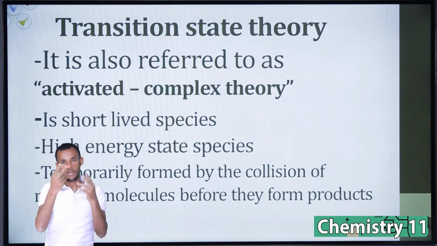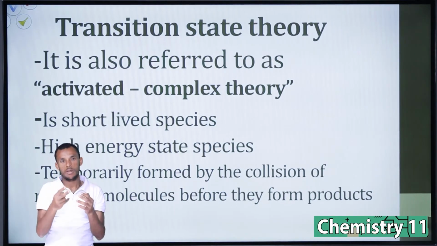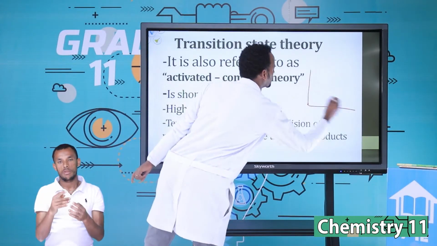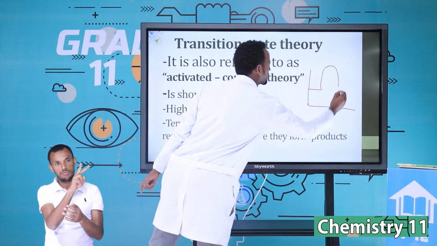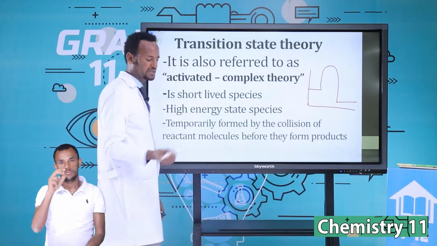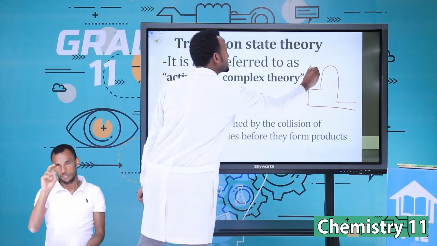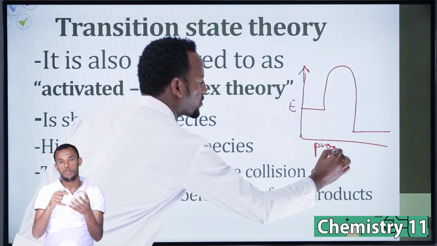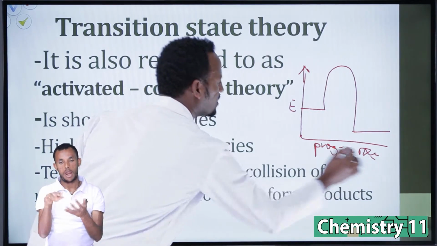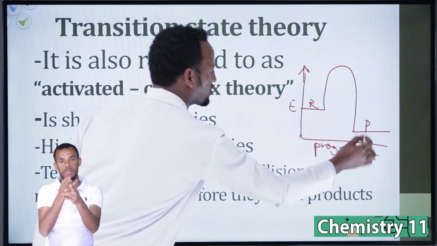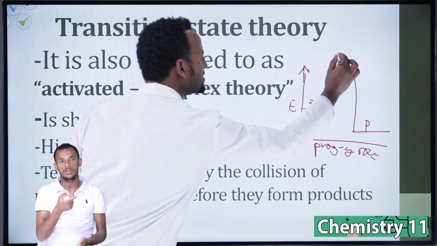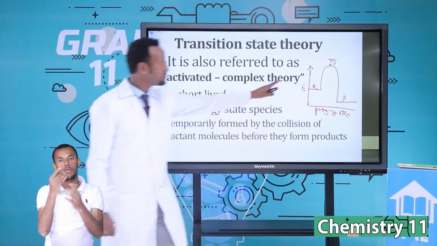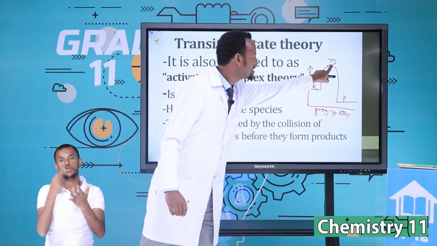The other point here is transition state theory. Let's look at it diagrammatically, with a simple diagram. This axis is energy. This is the progress of reaction. This is the reactant, this is the product, and this peak is the TS, the transition state.